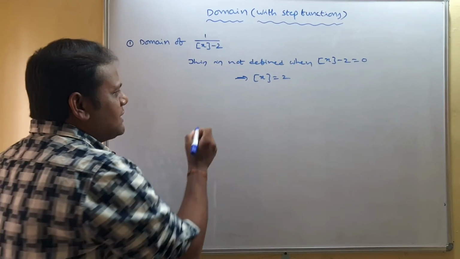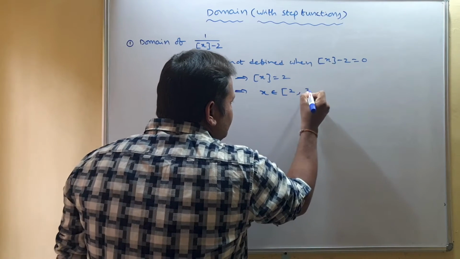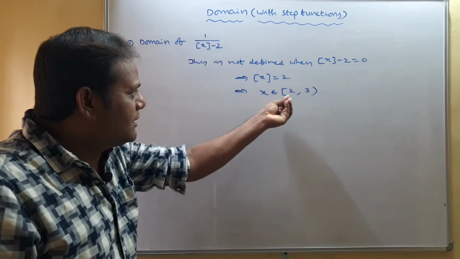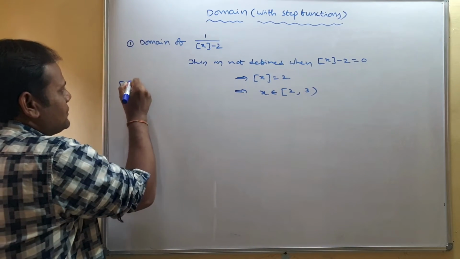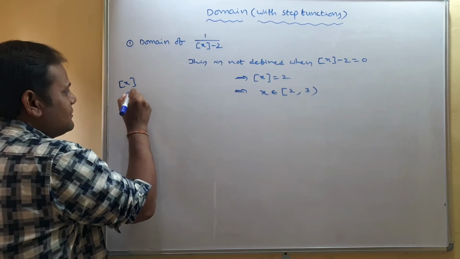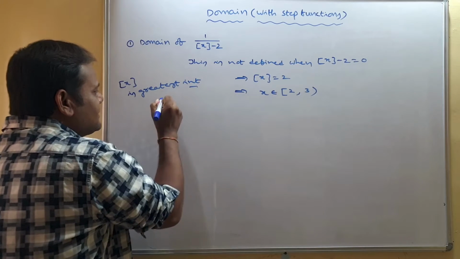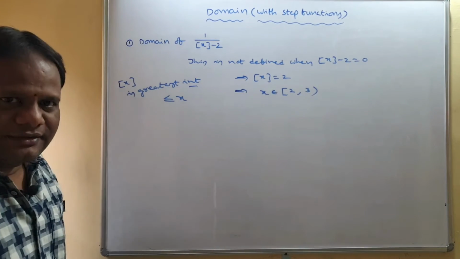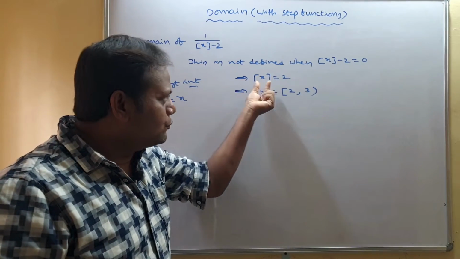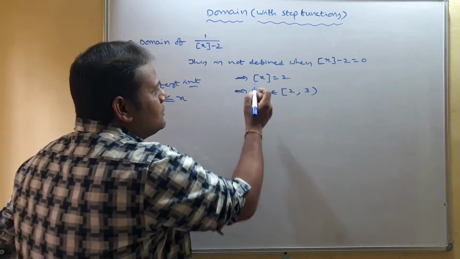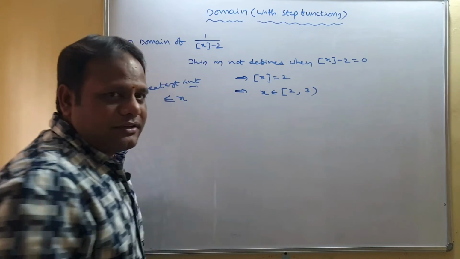You know that [x] is 2 when x belongs to the closed-open interval [2, 3). Then [x] becomes 2. You know about the step function [x]: it is the greatest integer less than or equal to x. So [2.something] is 2 only, and [2] is also 2. So [x] is 2 if x belongs to [2, 3).